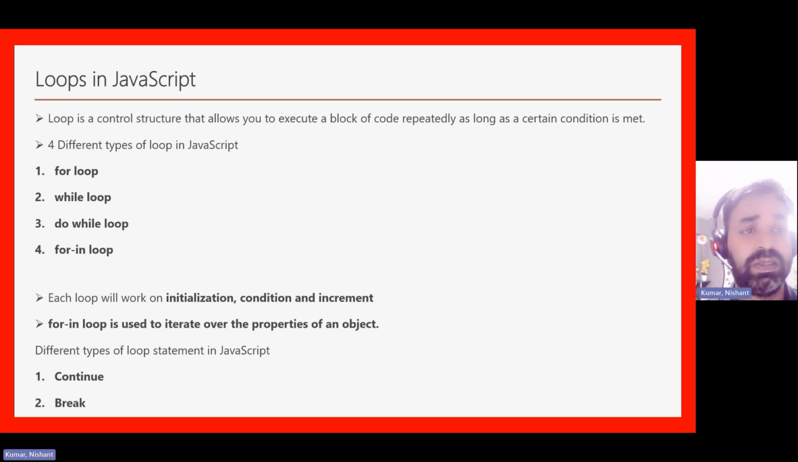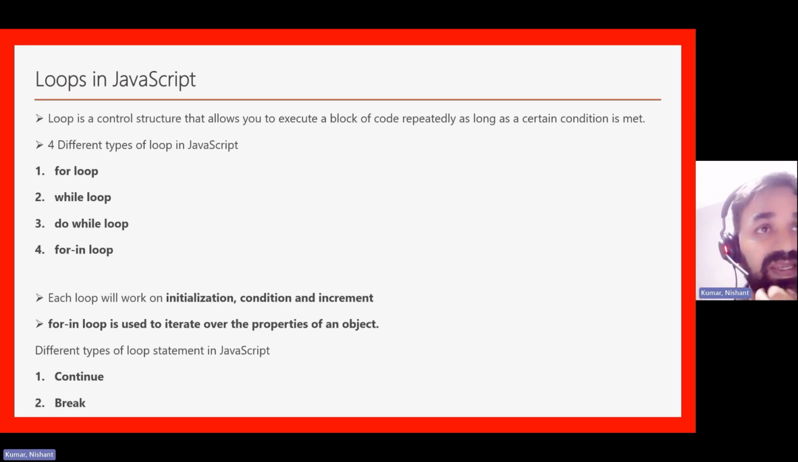So basically we have four different types of loop in JavaScript. The first one is a for loop. The second one is a while loop. The third one is a do while loop. And the fourth one is a for in loop. When we talk about numbers, we usually use the first three: for, while, do while. And when we talk about objects, when we are trying to iterate the properties of an object, only that time are we going to use the for in loop.